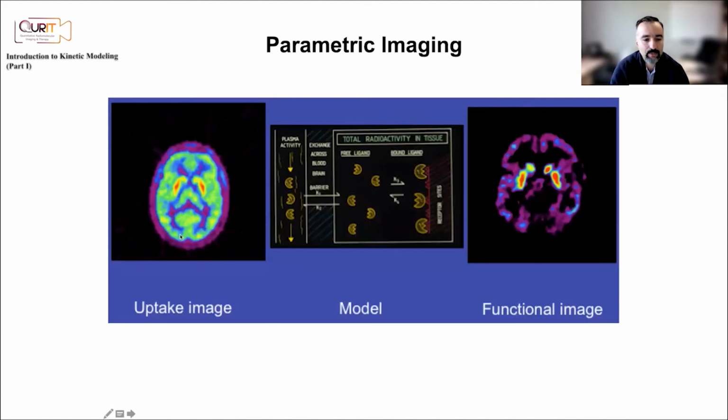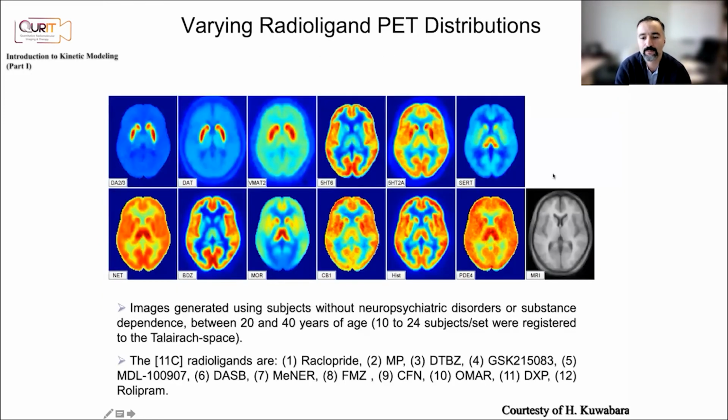Here's an example where you've got, let's say, a PET scan. I'm just showing you one image, but this would be over time. Then you apply a certain model and estimate a certain parameter, let's say K1 or K2 or K3 over K4, which is a binding potential, and you show that image. This is a parametric image. It's a functional image, where each pixel, each voxel value has physiological meaning.